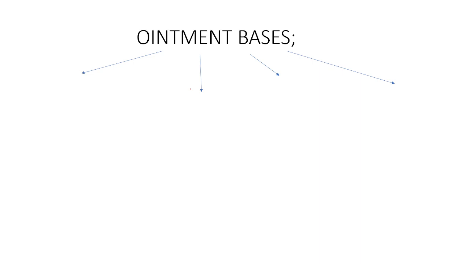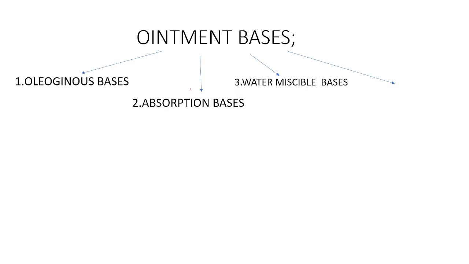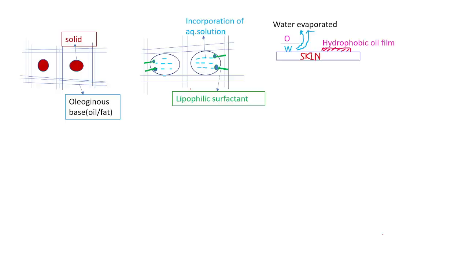Now the topic is ointment bases, very important. What are the different types of ointment bases? The first one is oleogenous bases, the second is absorption bases, the third is water miscible bases, and the fourth is water soluble bases. Now we can discuss them clearly.